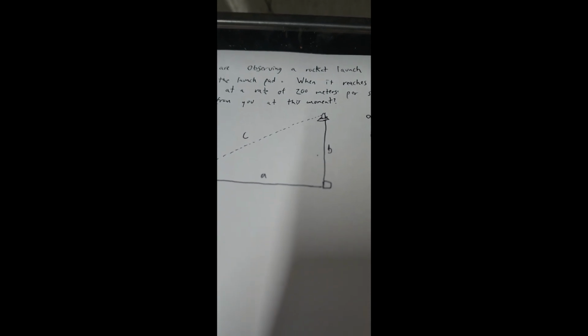But then we have a problem. We don't have the length of C, the distance between here and here. But since this is a right triangle, we can use the Pythagorean theorem. It says A squared plus B squared is equal to C squared. Now we need to substitute these two letters. What is the value of A? It's 5,000.